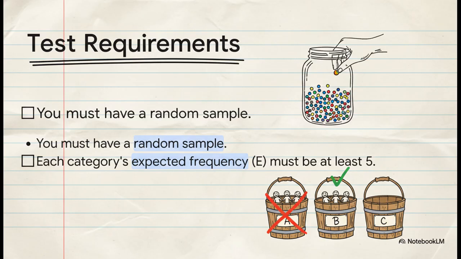Now, before we go any further, we have to do a quick equipment check. There are 2 non-negotiable rules for the chi-square test. First, your data has to come from a random sample. No cherry picking. Second, the expected count for every single category has to be at least 5. This is super important for the math to be reliable. If you have a category with less than 5, you might need to combine it with another one. Always check these 2 things before you start.